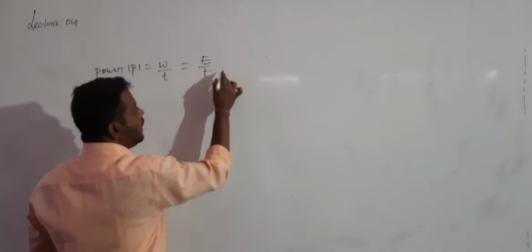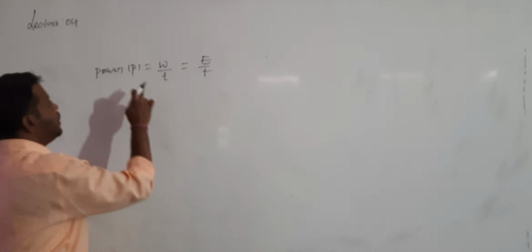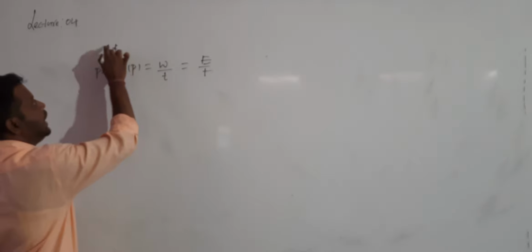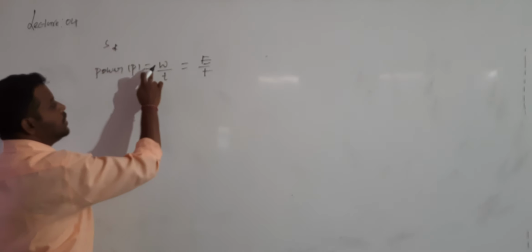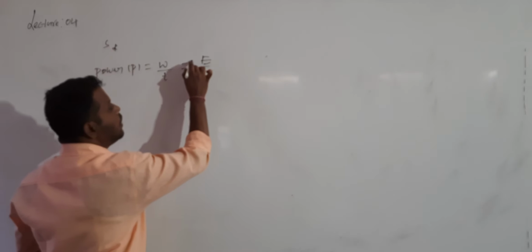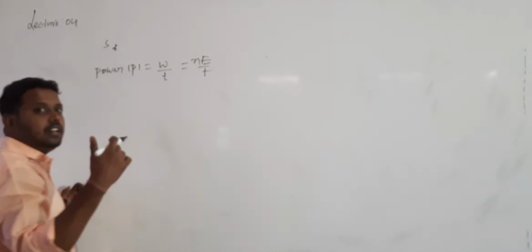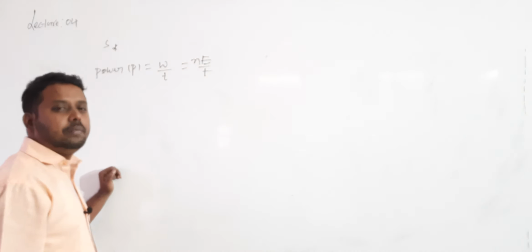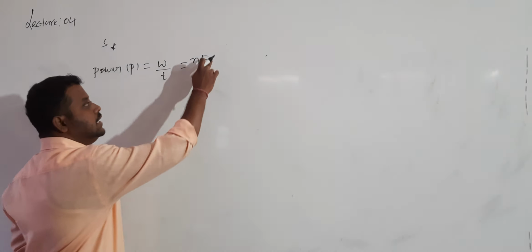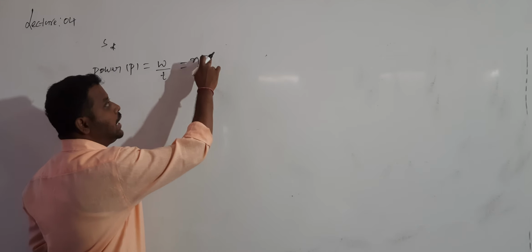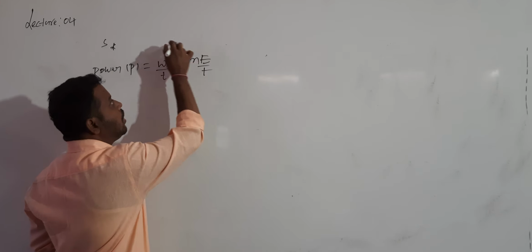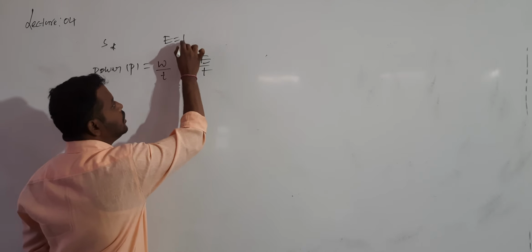Can I write E by T? So what is the power of a source? When a source is emitting light, the power of the source is nothing but how many photons are emitting, or how much energy, since light is a form of energy, is emitted per second. Energy will be measured in terms of photon energy. Energy of the photon is given by h mu.